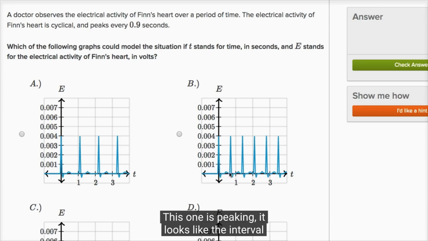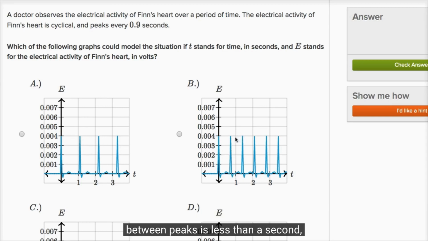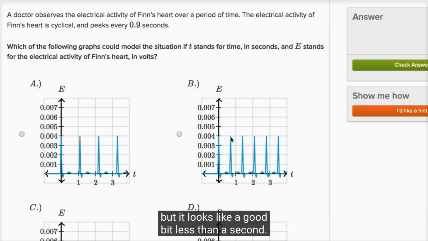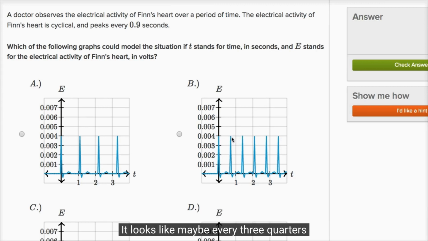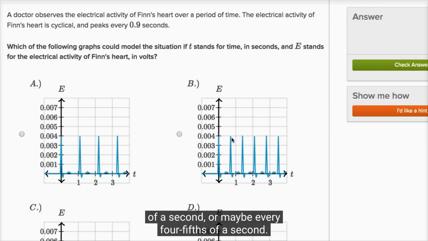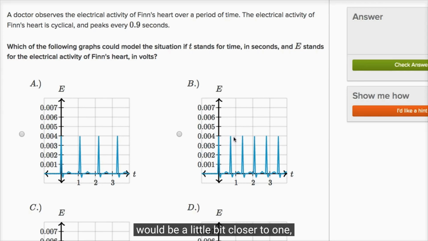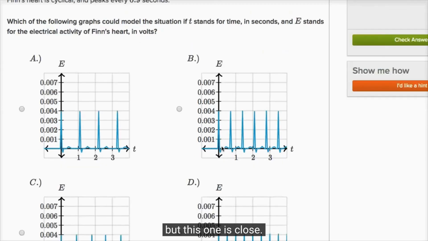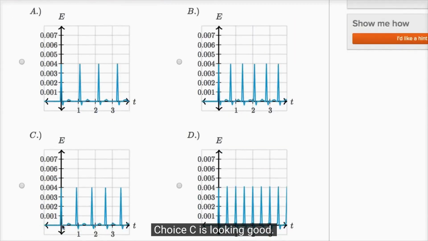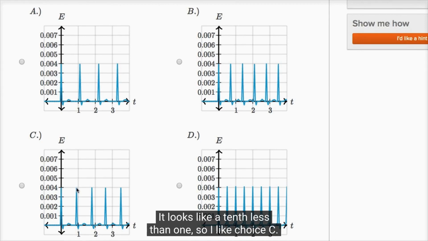This one is peaking, it looks like the interval between peaks is less than a second, but it looks like a good bit less than a second. It looks like maybe every 3/4 of a second, or maybe every 4/5 of a second. Not quite 9/10. 9/10, this first peak would be a little bit closer to 1, but this one is close. Choice C is looking good. The first, we're at 0, then the first peak, this looks pretty close to 1, but it's less than 1. It looks like a 1/10 less than 1. So I like choice C.